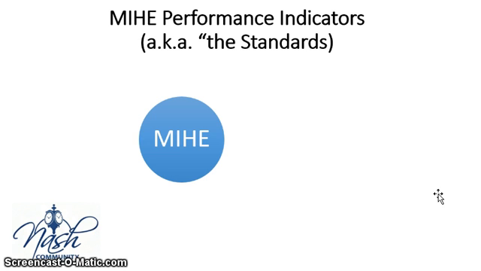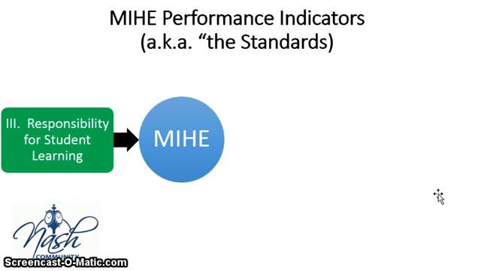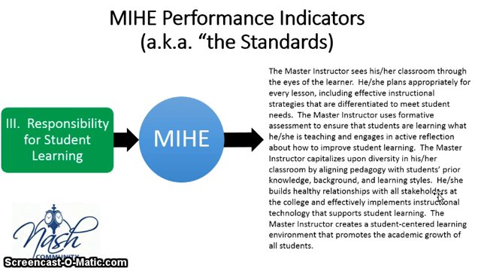Looking at standard 3, the one about responsibility for student learning, this language is a little bit longer. The master instructor sees his or her classroom through the eyes of the learner. He or she plans appropriately for every lesson, including effective instructional strategies that are differentiated to meet student needs. The master instructor uses formative assessment to ensure that students are learning what he or she is teaching, and engages in active reflection about how to improve student learning.